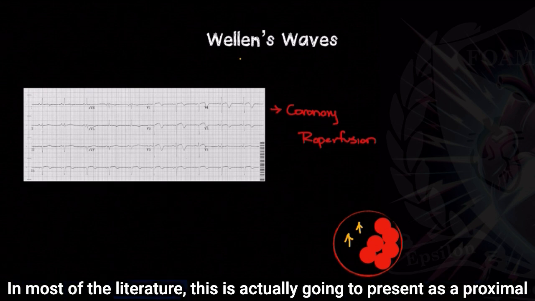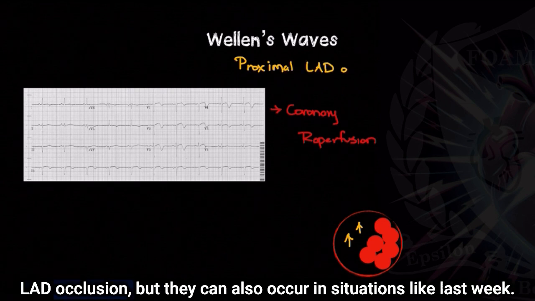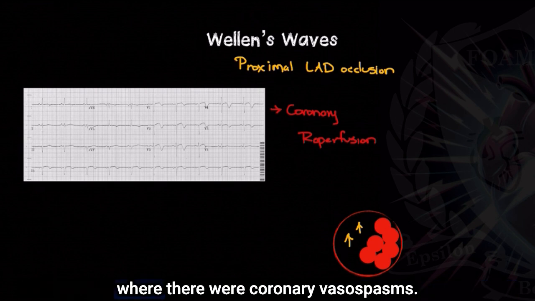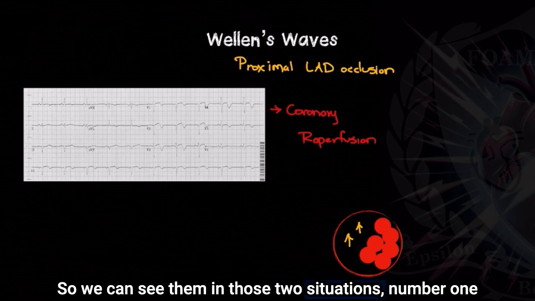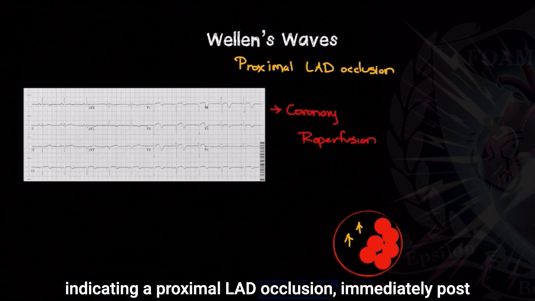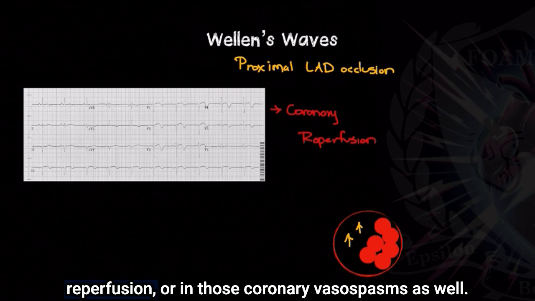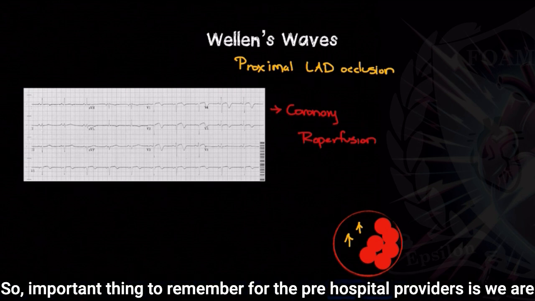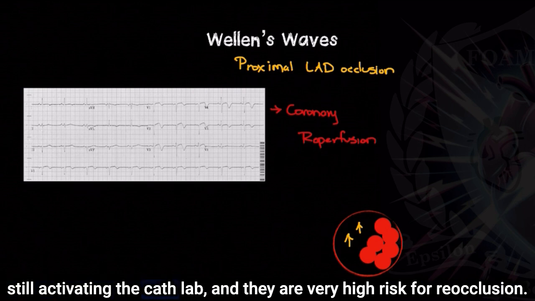In most of the literature, this is going to present as a proximal LAD occlusion, but they can also occur in situations like last week where there were coronary vasospasms. So we can see them in those two situations: number one, indicating a proximal LAD occlusion immediately post-reperfusion, or in those coronary vasospasms as well. So the important thing to remember for the pre-hospital providers is we are still activating the cath lab, and they are very high risk for reocclusion.